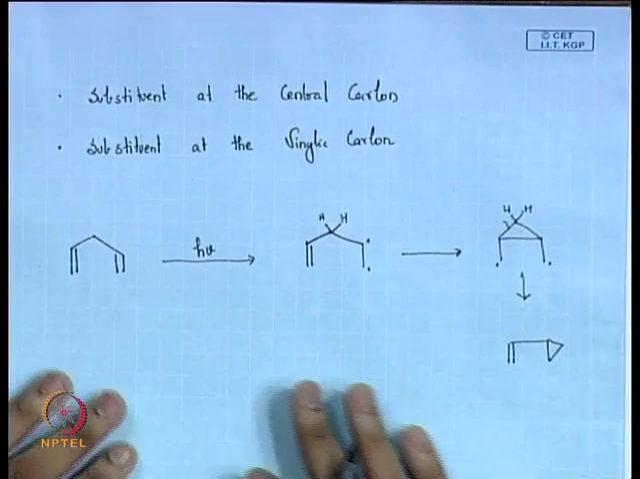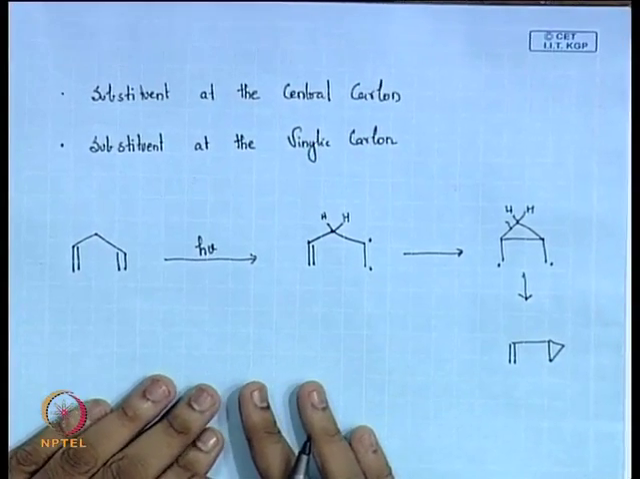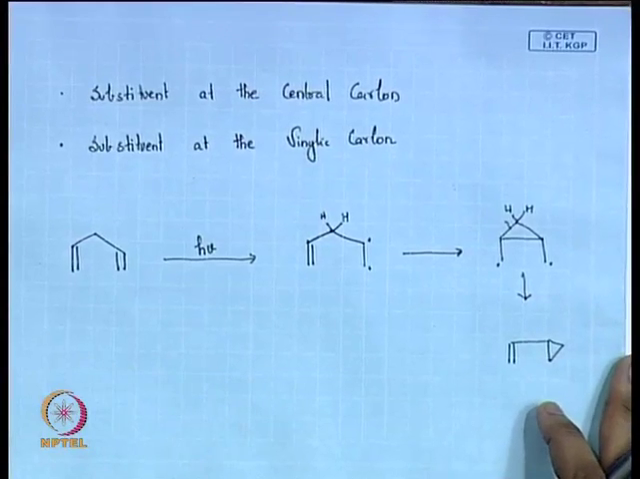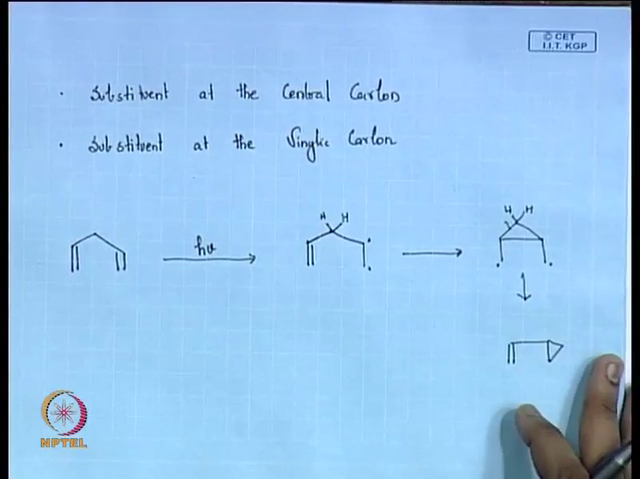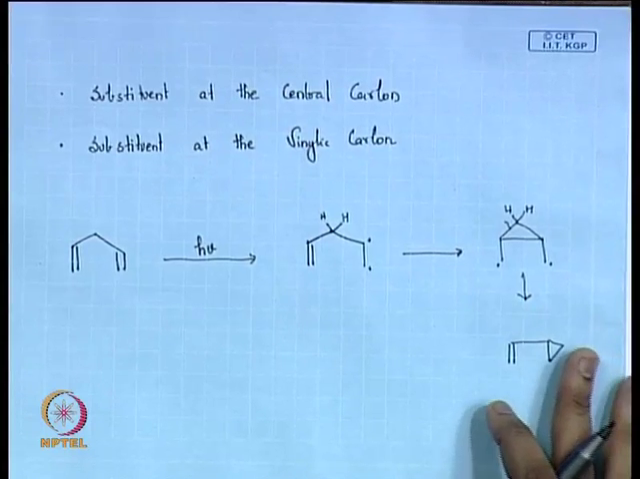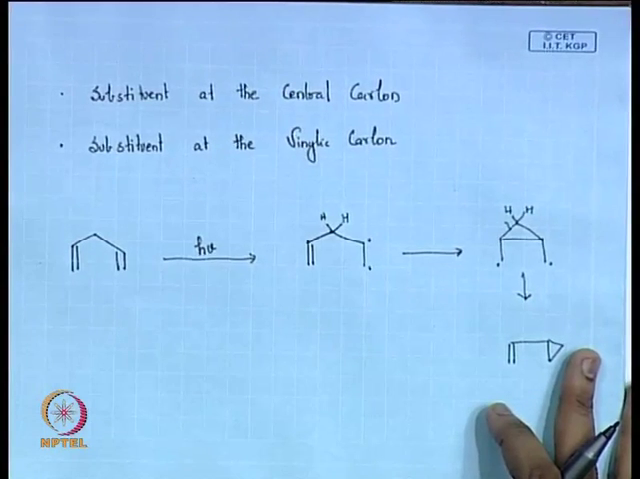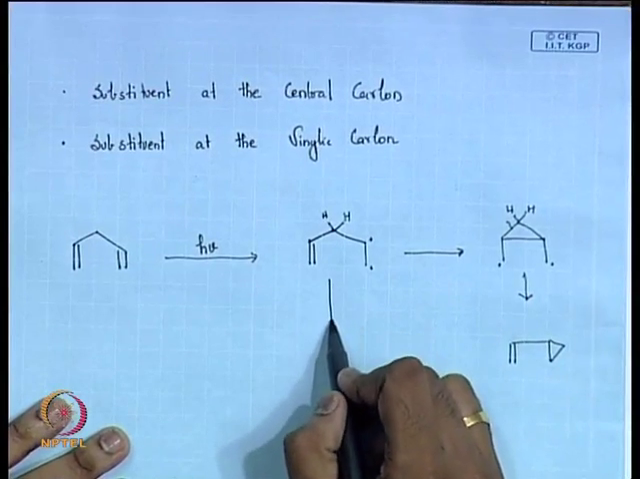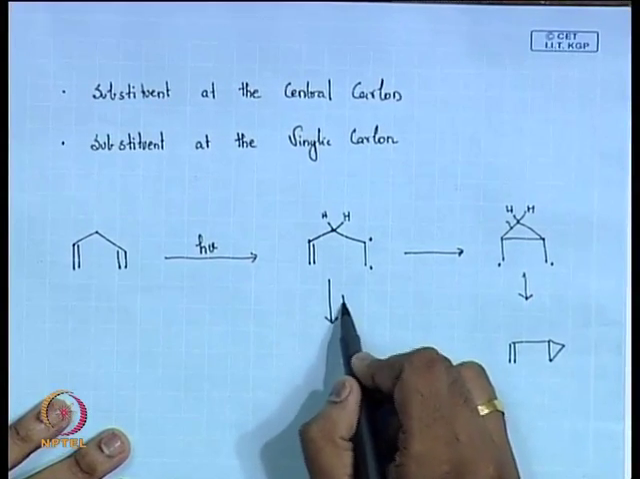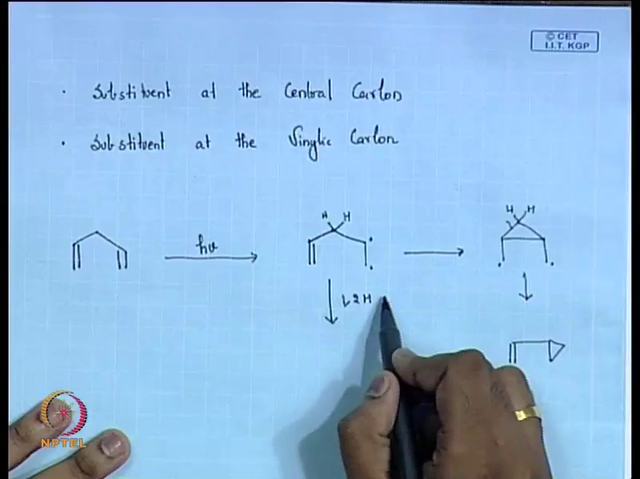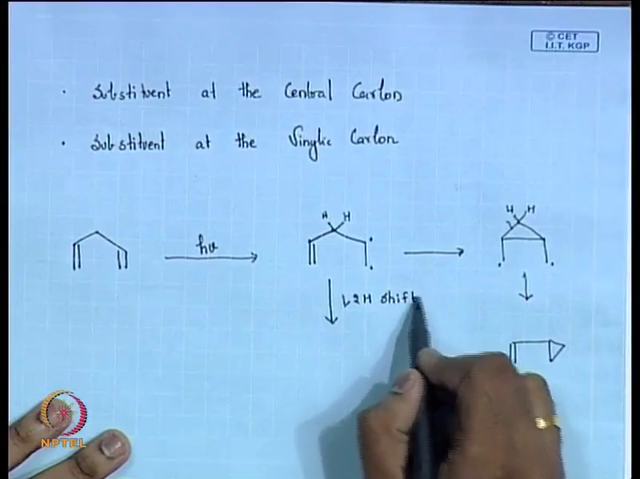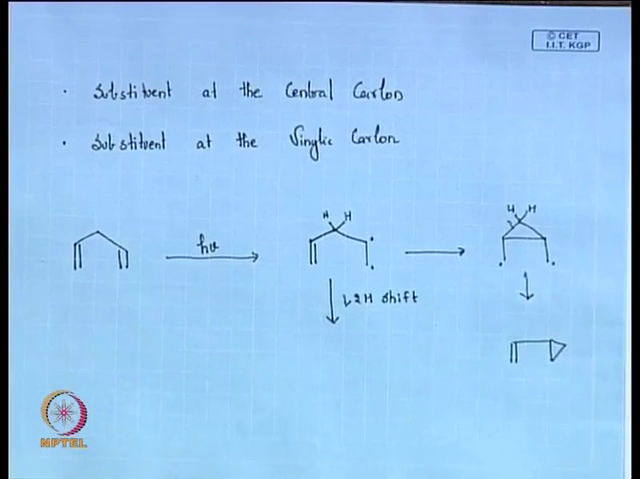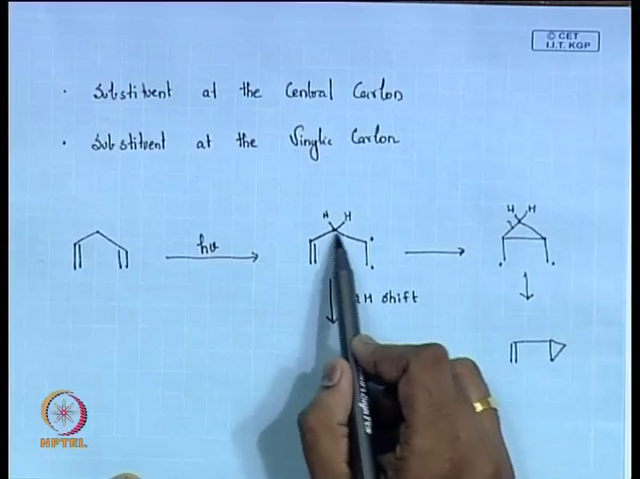But if you do a thorough investigation of this reaction, it does not go via di-pi-methane rearrangement. You do not get this 1,4-diradical. Instead of that, what happens is you get a 1,2-hydrogen shift nicely.